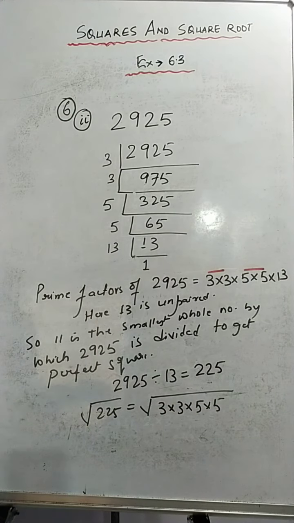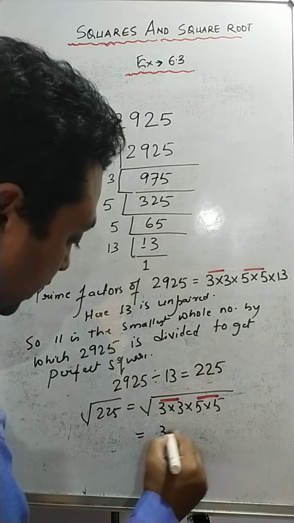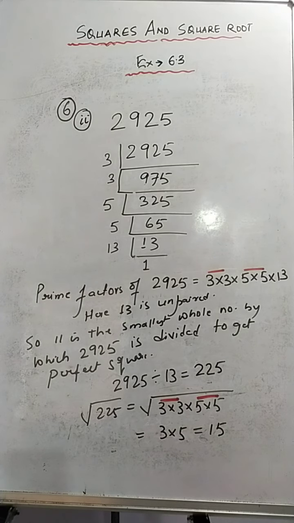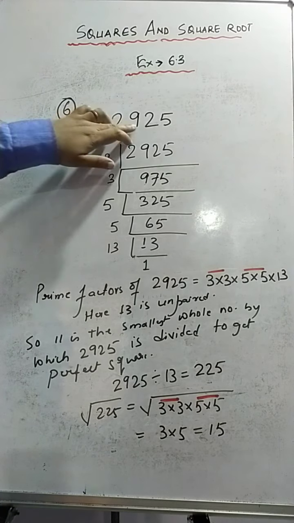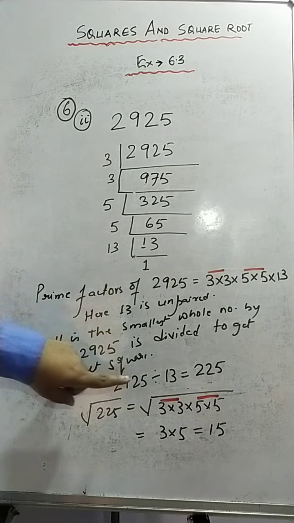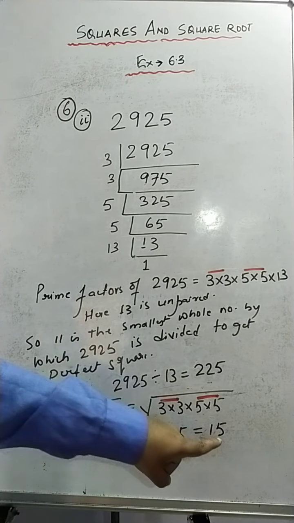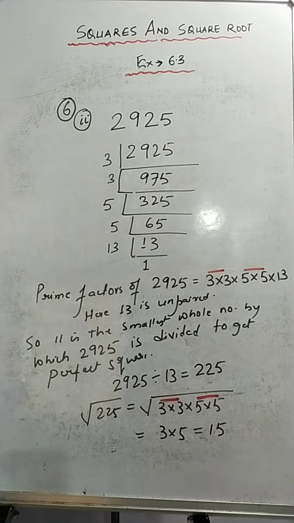So these two numbers are in pair form. So for each pair we'll write only one digit. So your required answer is 15. So this is how we have converted 2925 to a perfect square number, that is 225, and the required square root of 225 is 15. Right? This is what we'll do with sum number 3 also. Okay, so let's move on to sum number 3.